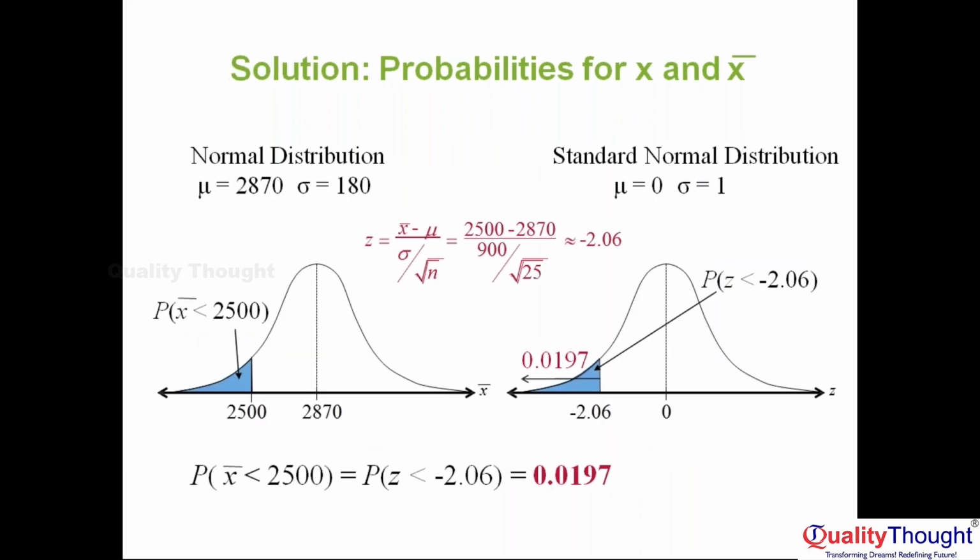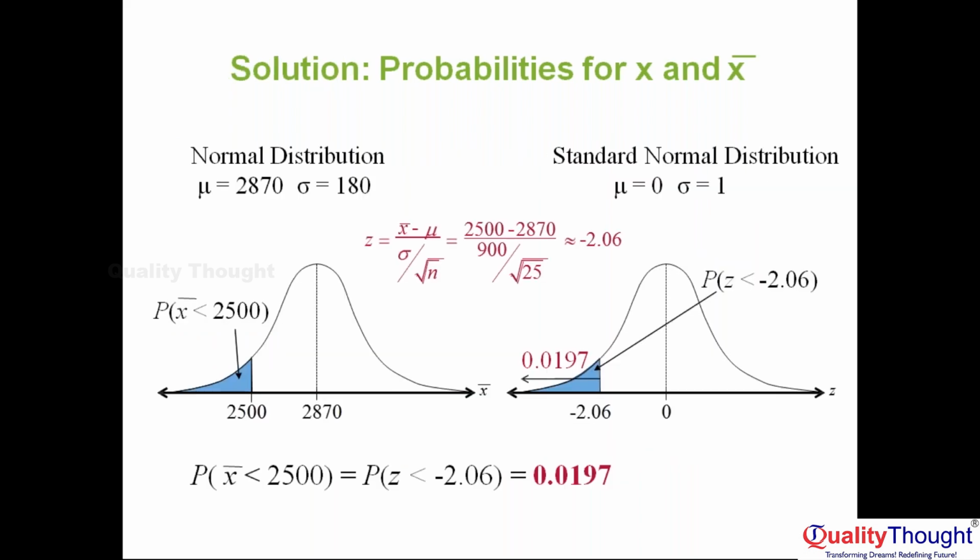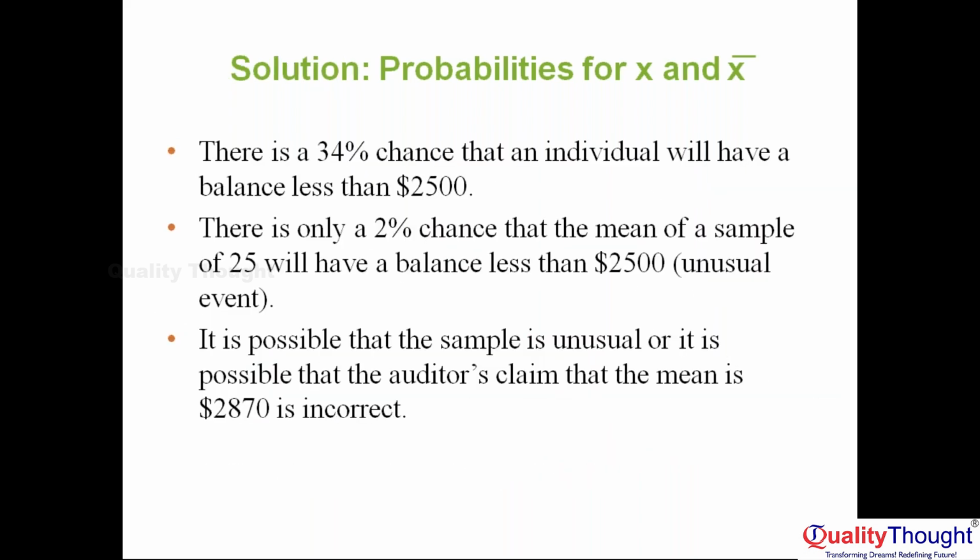And you will get only 1%. Okay, 1% of the people. You will get a 1% probability that the sample mean credit card balance is less than $2,500. So this is what I thought of discussing with you for the sampling distribution. And this is the summary of the problem that we have discussed just now.